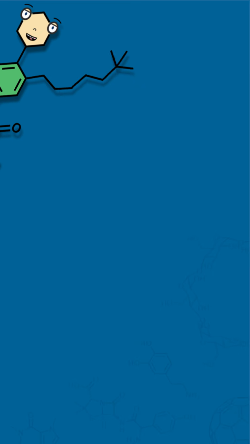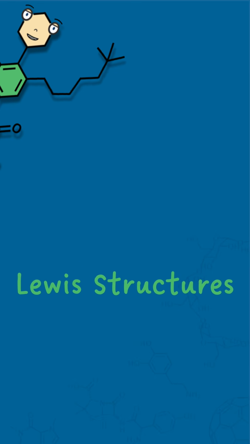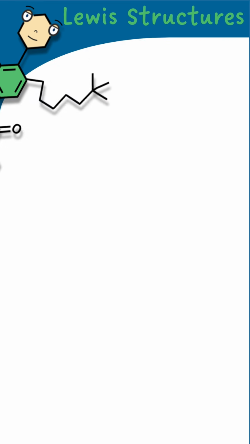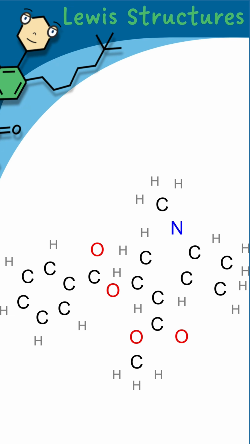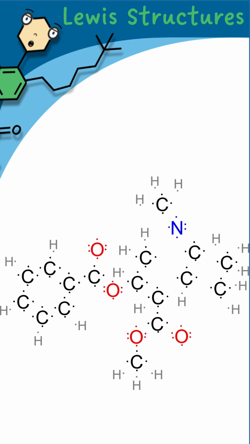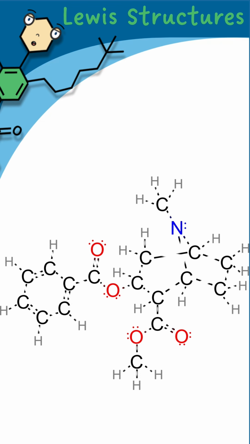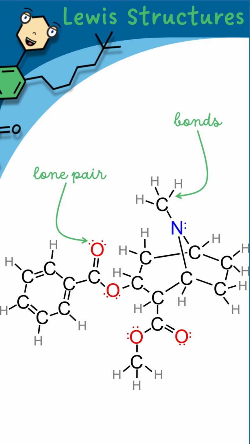Hi. One of the most basic ways of writing chemical structures is the Lewis structure. In a Lewis structure, atoms are drawn as symbols in their correct relative position, and all valence electrons are explicitly drawn, either as bonds or as lone pairs.